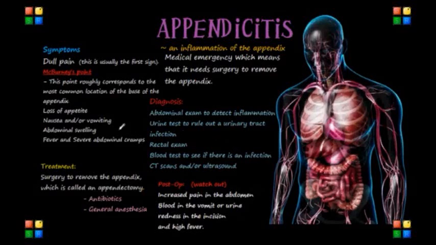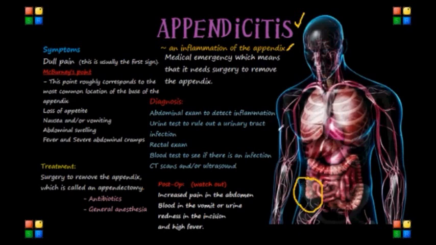Hello everyone. Today we will be talking about appendicitis. Appendicitis is basically an inflammation of the appendix, which is a couple of inches of tube of tissue that extends from the large intestine. And it usually results from obstruction, inflammation, and definitely an infection.